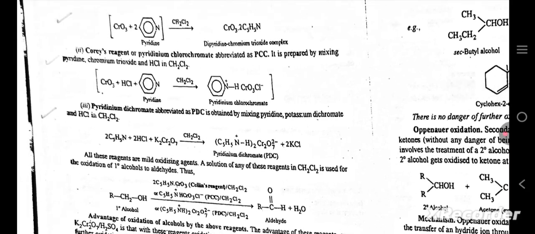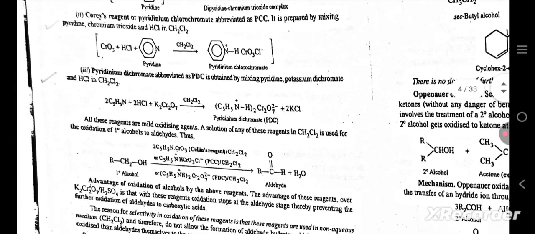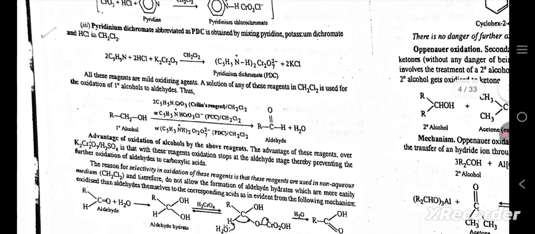Corey's reagent, or pyridinium chlorochromate, abbreviated as PCC. It is prepared by mixing pyridine, chromium trioxide and HCl in CH2Cl2. Pyridinium dichromate, abbreviated as PDC, is obtained by mixing pyridine, potassium dichromate and HCl in CH2Cl2.